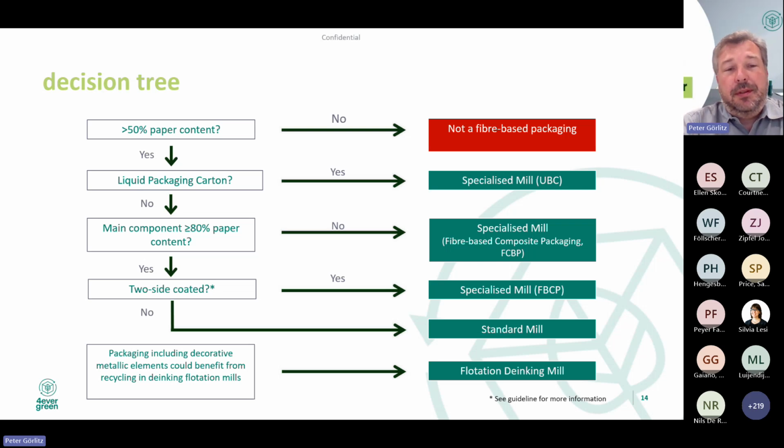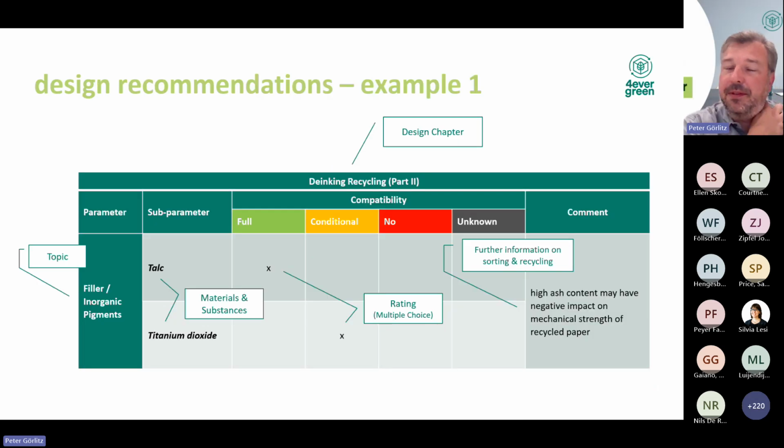For all the other ones, you basically have the option to consider the part for standard paper recycling or for recycling in a flotation de-inking mill. Further information you will find in the section where the decision tree is explained. Now I'm taking you to one of those, and I'm coming with two examples. The first example is just for a general overview, and the second one is just to emphasize it.